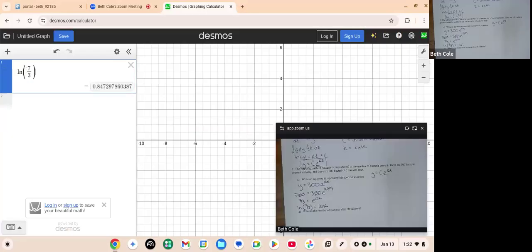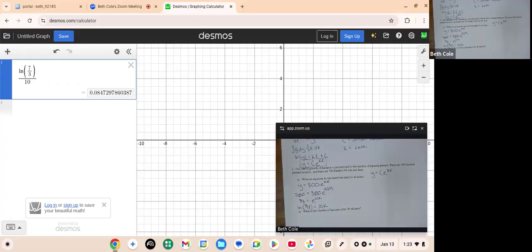And then what else do we have to do to get k by itself? Yeah, divide by 10. It will be a decimal, but it should be positive, is the point. The bacteria amount is increasing. So did you get 0.084? Cool.